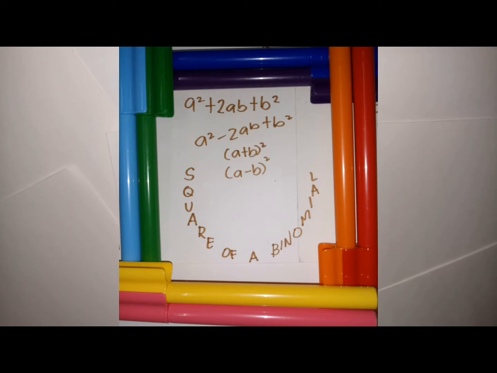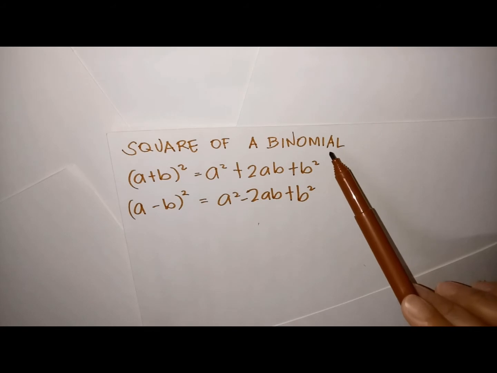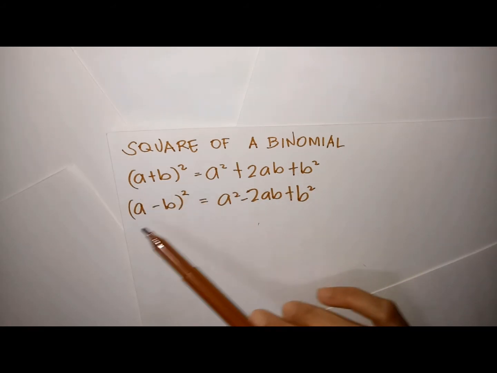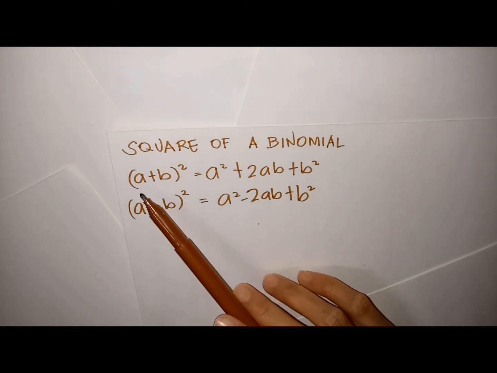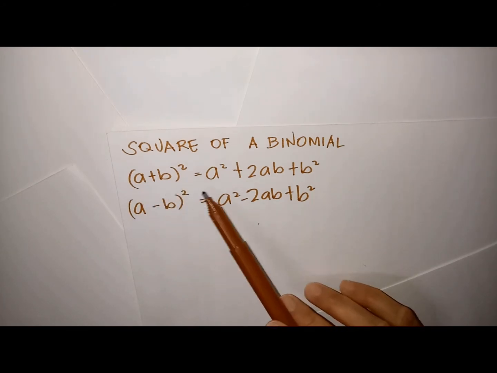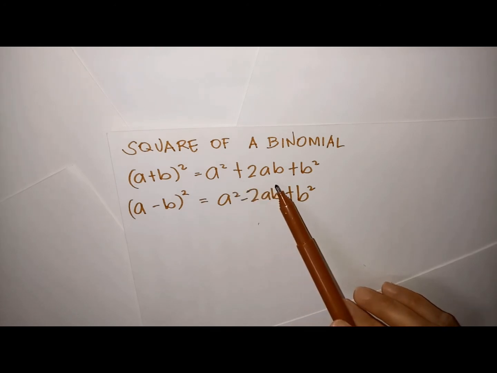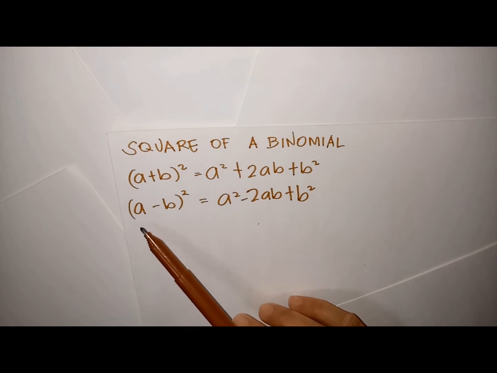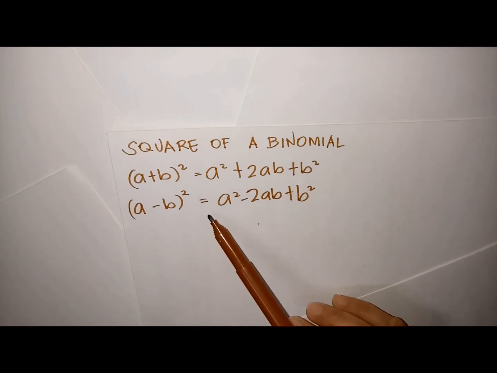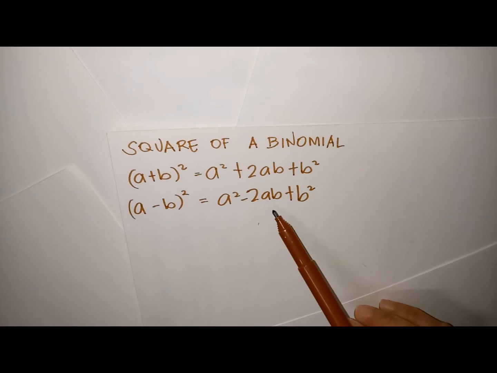Now let's go to the second type or case of special products, which is the square of a binomial. So we have the quantity raised to a second power. We have these formulas. The quantity a plus b squared is equal to a squared plus 2ab plus b squared. Then we have the quantity a minus b squared is equal to a squared minus 2ab plus b squared. And of course, we can do the FOIL method.